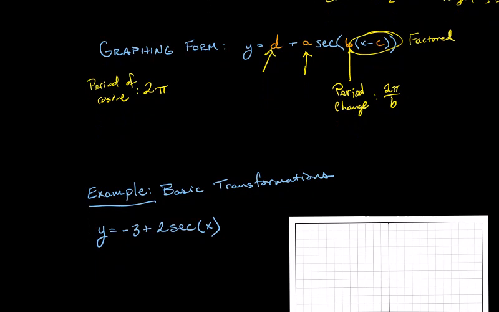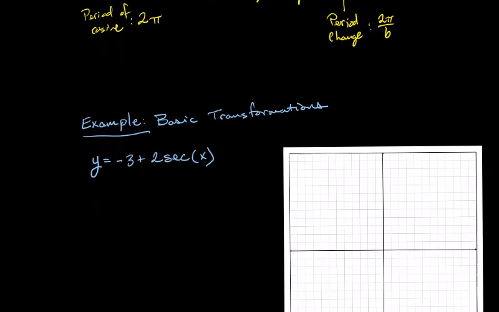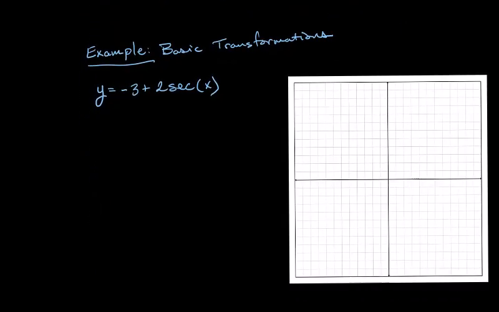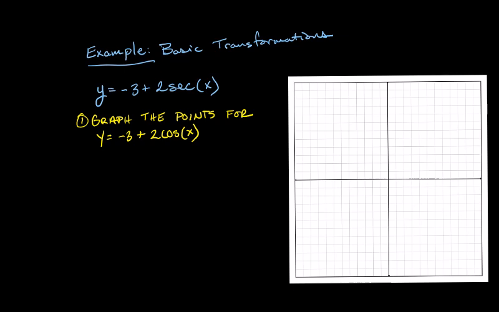Alright, so let's get going. We're going to do this one, basic transformations. y equals -3 plus 2 secant of x. So the first thing I would say is to graph the points for y equals -3 plus 2 cosine of x, but don't connect the dots.